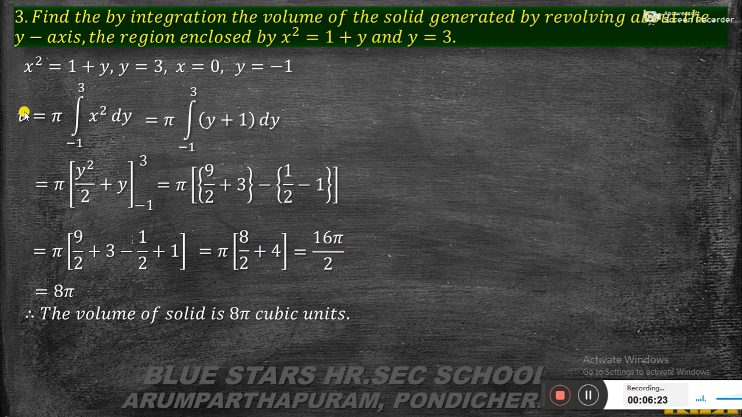This is the answer for the third question. Therefore, the volume of the solid generated by revolving about the y-axis is 8 pi cubic units.